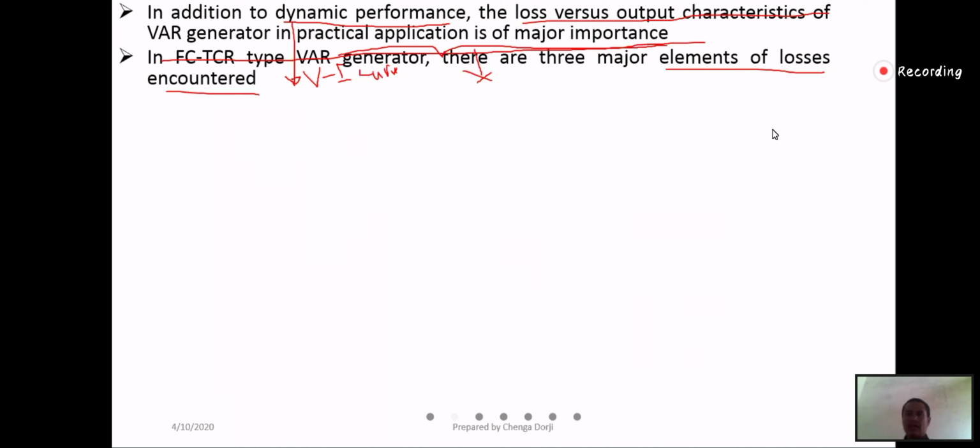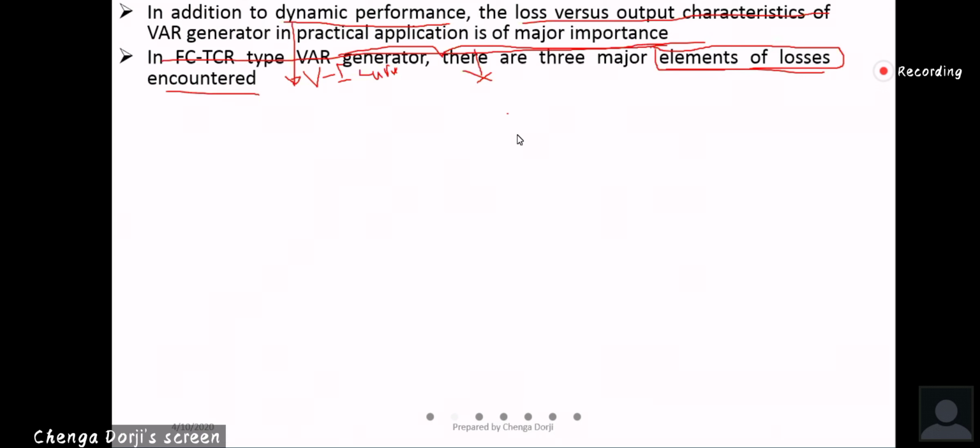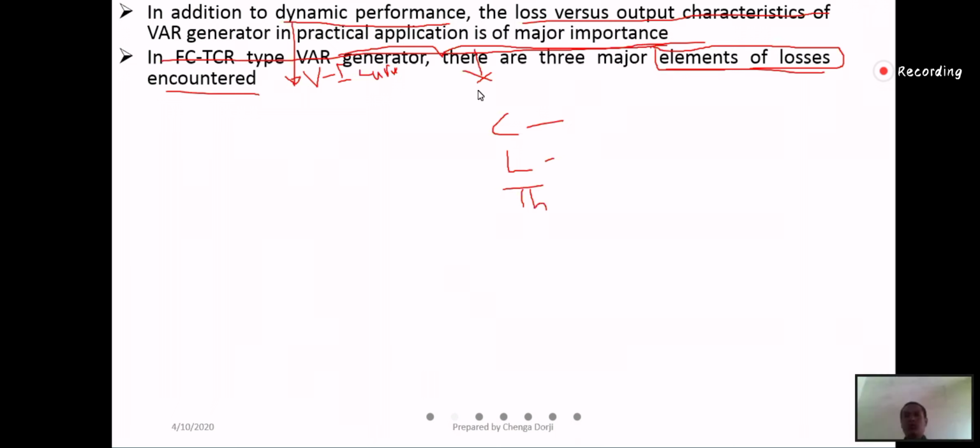Major elements. What are the different elements present in this TCR? Inductance, capacitor and inductance, sir. So one is capacitor, inductor, okay. Then the other one? Thyristor. So three. So there will be three major losses. One loss occurring in capacitor, one loss occurring in inductor, one loss occurring in thyristor. Okay, so three major losses occurring in this.